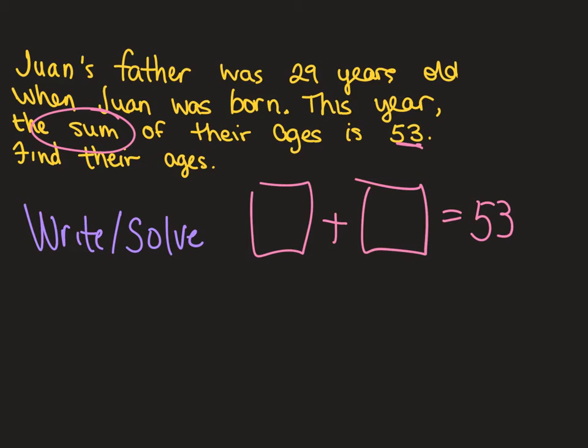Okay, well, I know I've got the dad and I've got Juan. So the dad plus Juan is 53, but this isn't going to work. I can't just call it X and Y. Plus I haven't used the 29 number, so definitely got to use that. So none of that's going to work. Let's erase that.